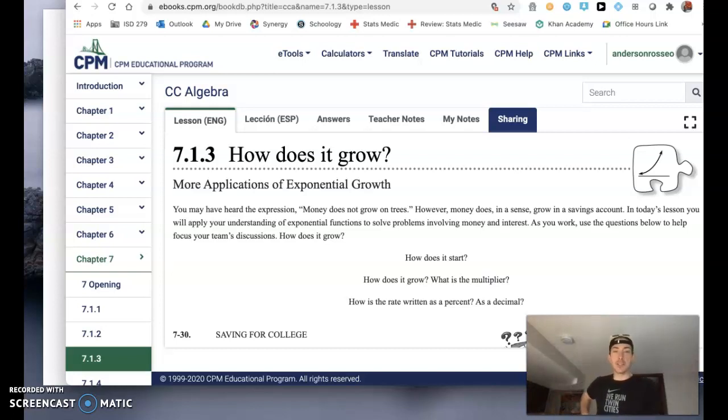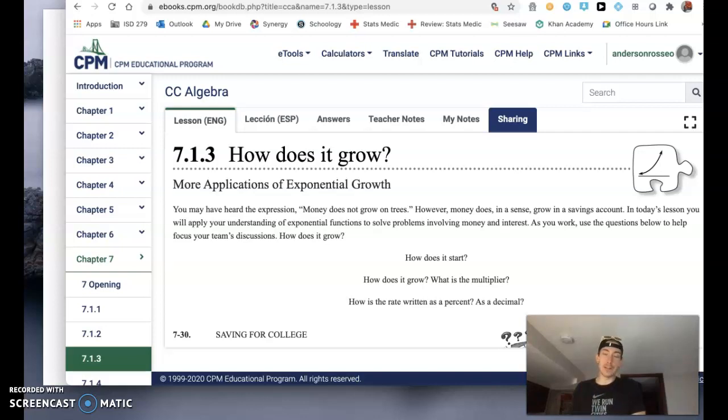Today we're talking about section 7.1.3 from our CPM Common Core Algebra ebook. And our goal today is to talk about growth, both linearly and exponentially, through a very, very common application in the real world, simple and compound interest. And the lens here that they give us is the lens of saving for college.